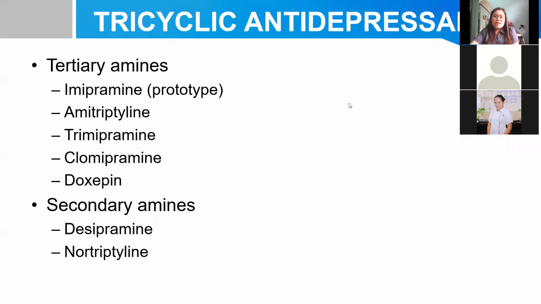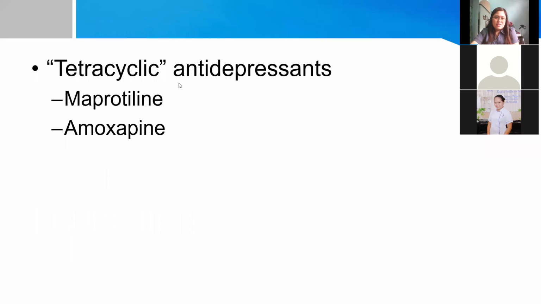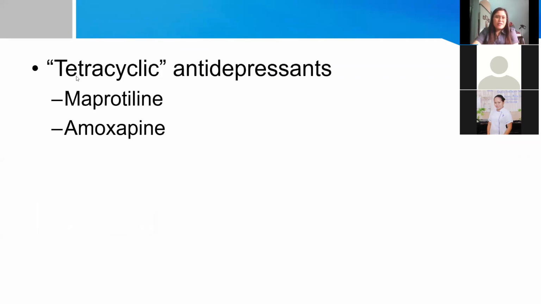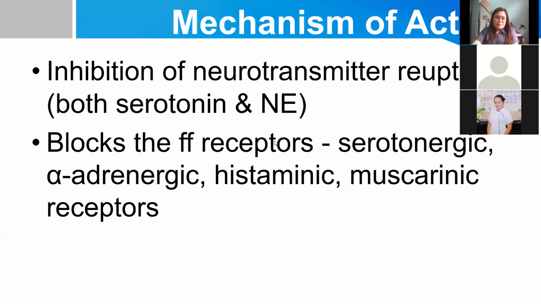All of them belong to tricyclic antidepressants. And then we also have tetracyclics. From the name itself, tricyclic means their structure has three aromatic rings, while the tetracyclics have four. So we have maprotiline and amoxapine.